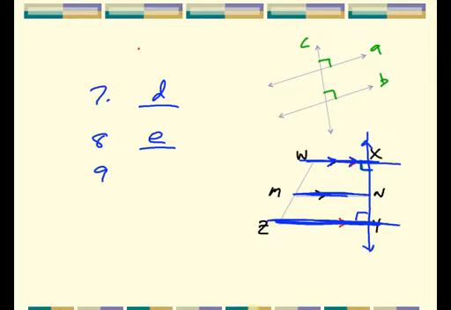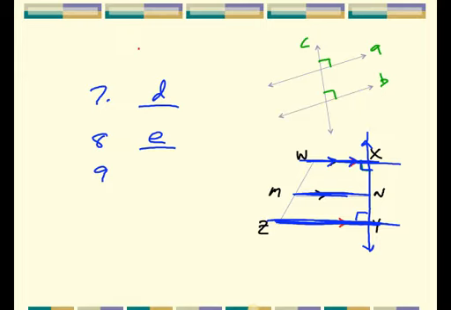Angle WXY is a right angle. It might be easy to jump to the conclusion that that's the definition of right angle because we think of that as the right angle symbol, but in this case it's not one of your options.